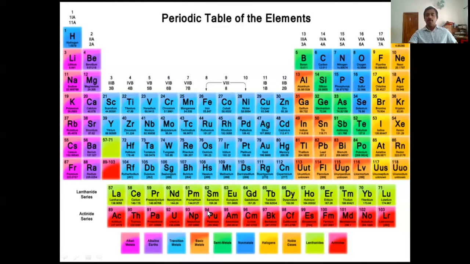Now, I think you are familiar with this modern periodic table. You are studying it from the lower classes, the modern periodic table. Try to study the names of the elements and the symbols.